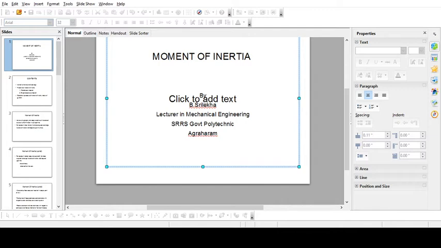So what actually moment of inertia is will be discussed, and how would you apply that moment of inertia for a rectangular section or a hollow rectangular section or a circular section, hollow circular section. All those will be discussed now.